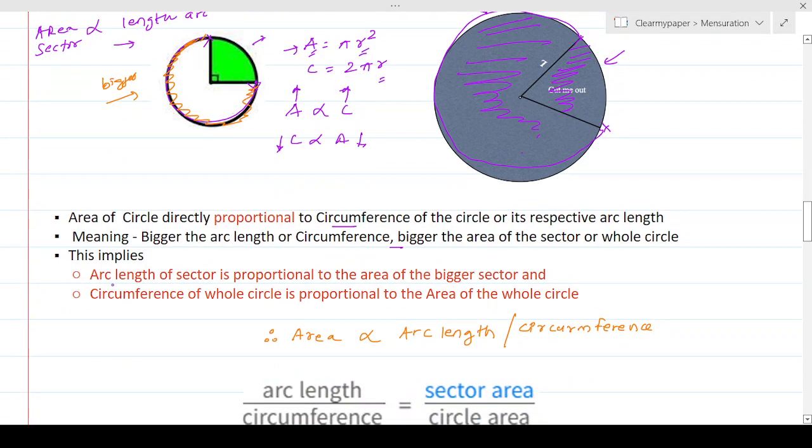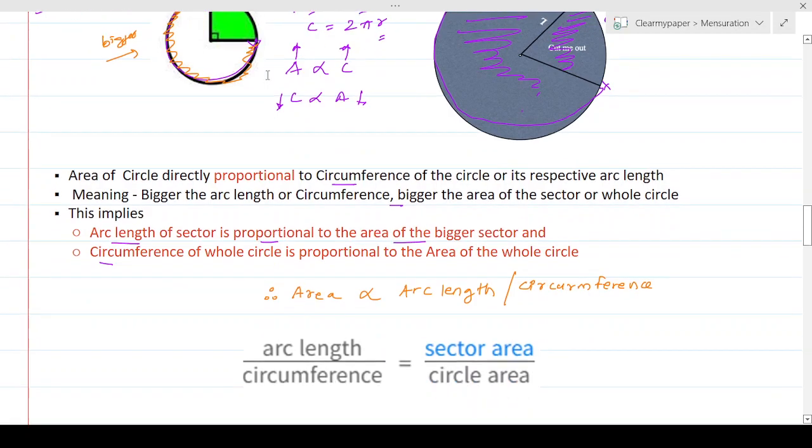Okay, the length of the sector is proportional to the area of the bigger sector, and the circumference of the whole circle, which we saw in that case, will be proportional to the whole area of the circle. Okay, and you can think about the circumference as the whole arc length, complete 360 degrees. That's what we're talking about.